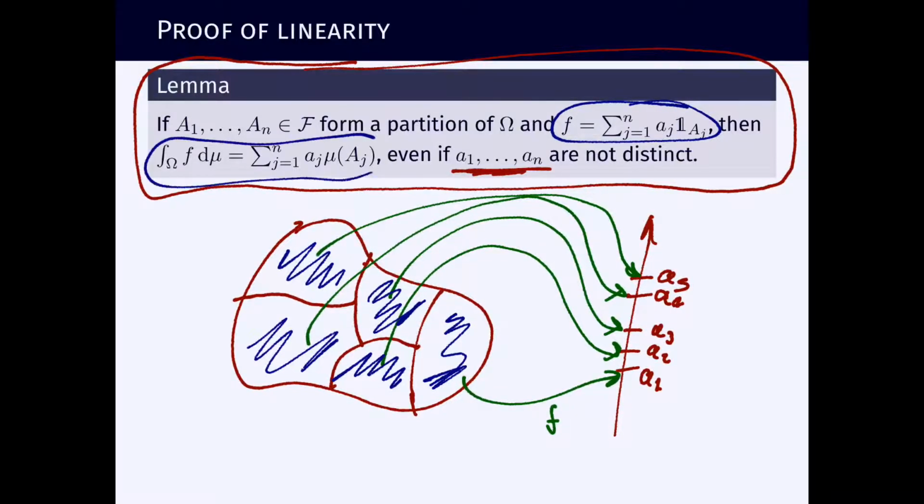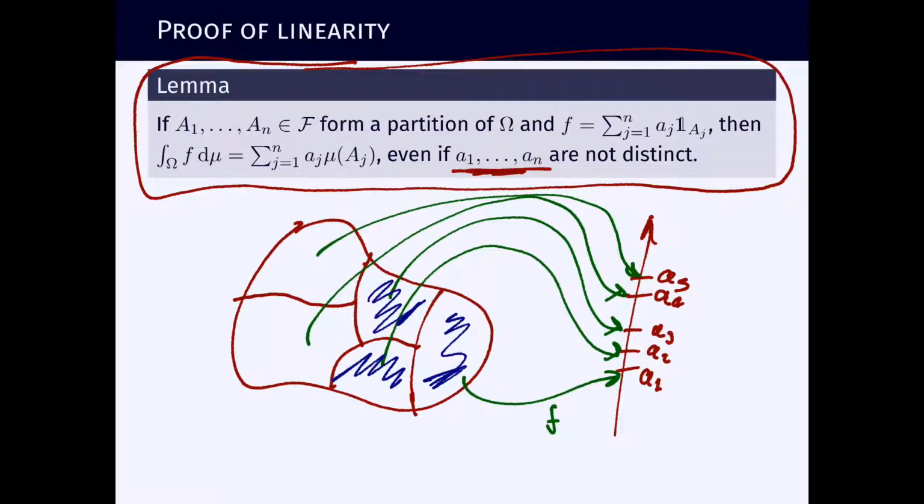And that's how we defined the integral. And now we want to relax that, because we're going to prove linearity and we will need to relax that. So what we assume now is we don't assume anymore that these a_j's are distinct. What do I mean by that? Well, here, let's write a6. a6 equals a1, so they're not distinct anymore.